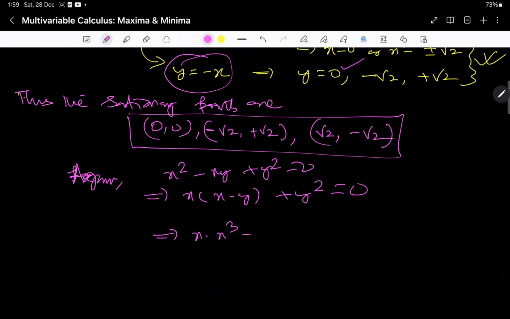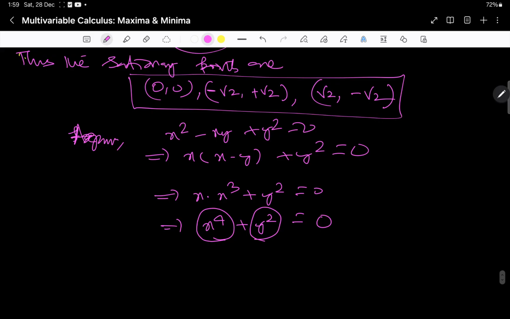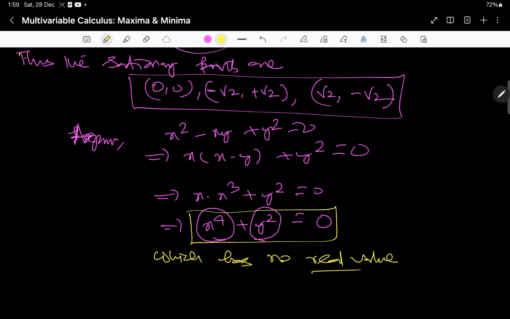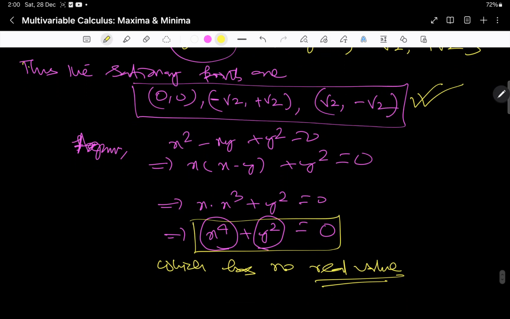So this implies x into x cube plus y square is equal to 0, which implies x fourth plus y square is equal to 0. You see, this is positive and this is positive, but this is giving 0, means you will not get any real value. We will get the complex value, which doesn't give you any real value. But we are talking about the real values. So these are the stationary points here.